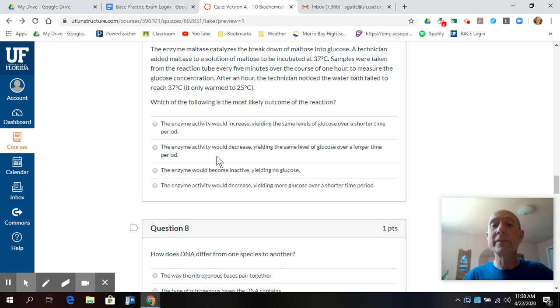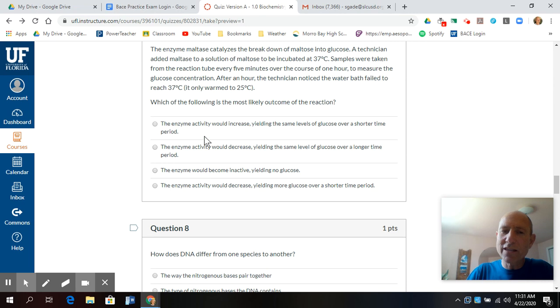It's possible. It could be that if the enzyme's working slower, if you give it more time, it'll still get all the work done. It'll just take more time. So that's possible. The enzyme would become inactive, yielding no glucose. That's definitely a possibility. The enzyme activity would decrease, yielding more glucose over a shorter period of time. That doesn't make sense. If the enzyme activity decreased, it would yield less enzyme.